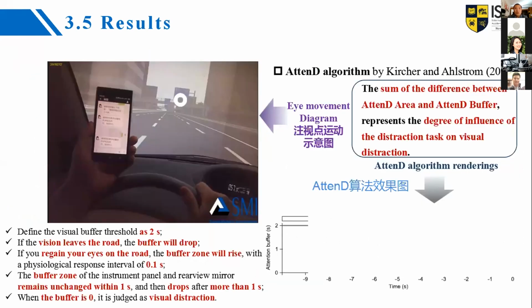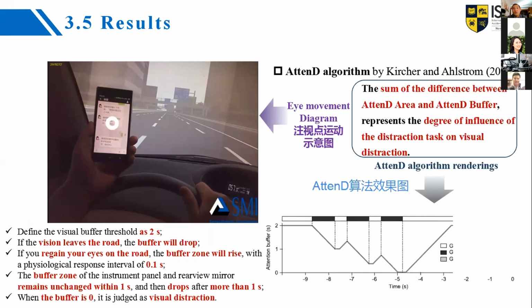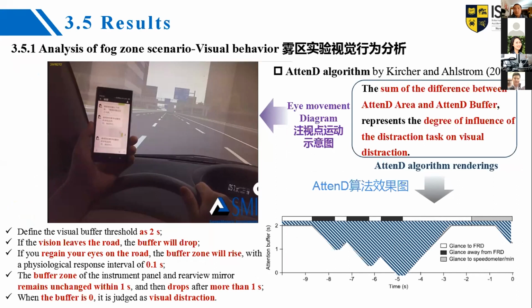The left video shows the eye movement. The attended area algorithm can show the level of visual distraction. Please look at the red picture. The sum of the difference between attended area and attended buffer represents the degree of influence of the distraction task on visual distraction.